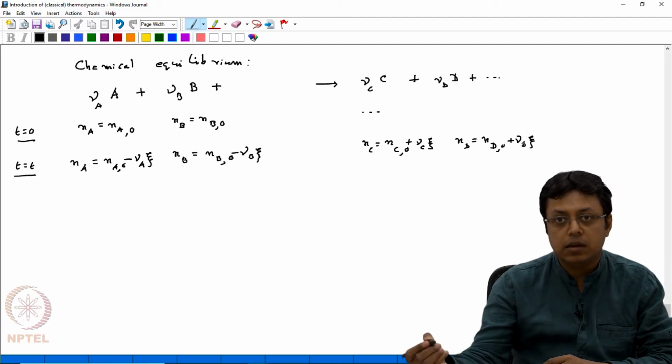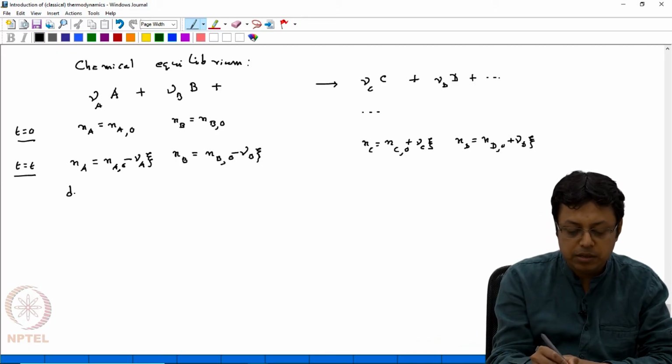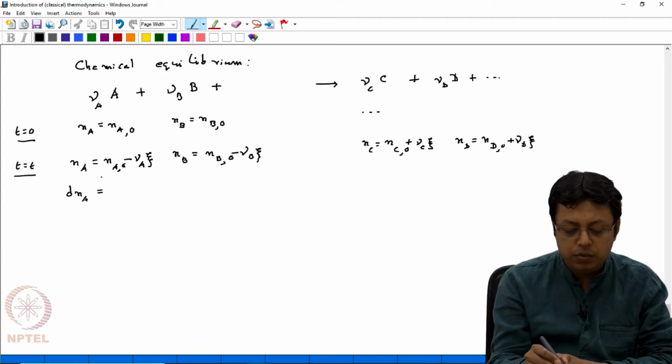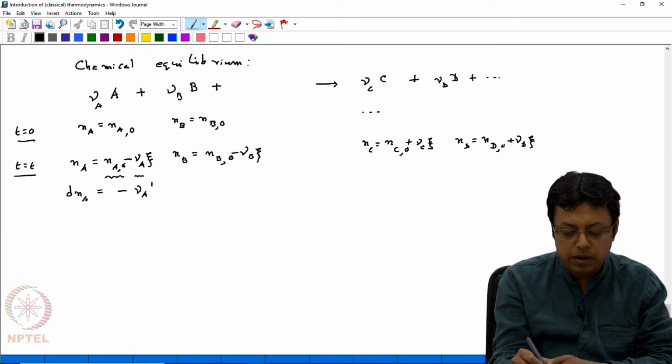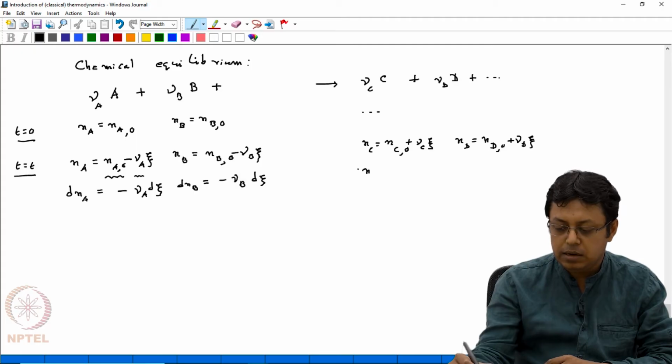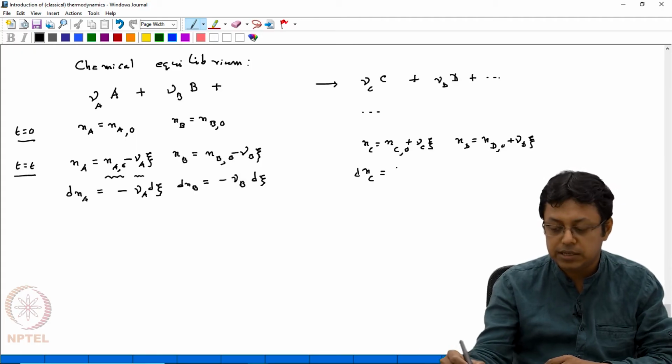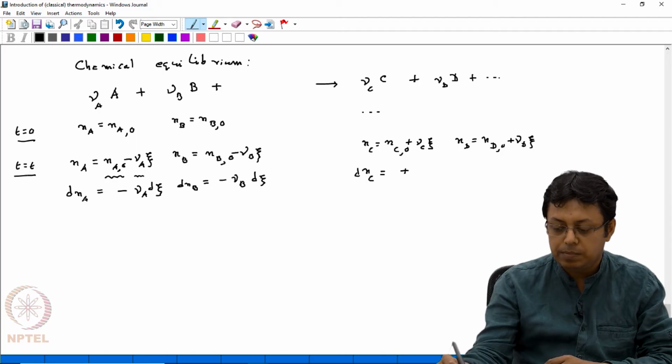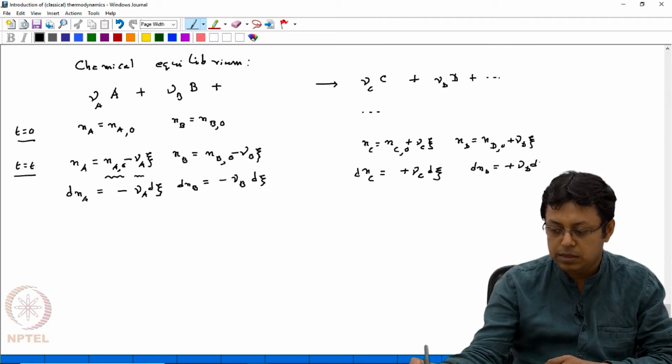Now if you take the derivative, or the differential, dNa, look at it carefully. Na0 is a constant, nu A is also constant, so it will be simply minus nu A into d xi. Similarly, dNb will be minus nu B into d xi, and similarly dNc, which is the differential change in the amount of C, will be plus nu C into d xi, and similarly dNd will be plus nu D into d xi.